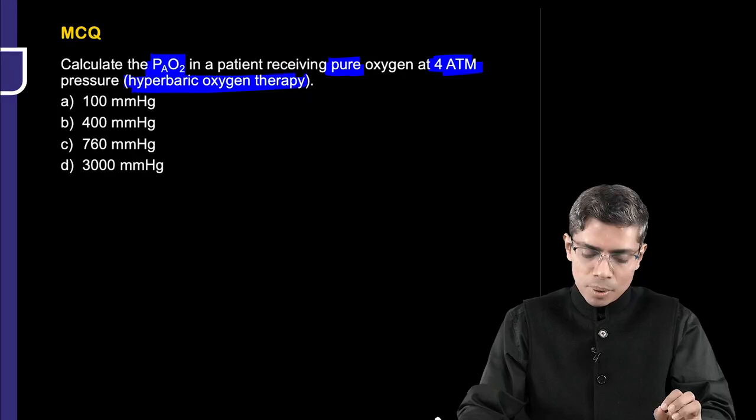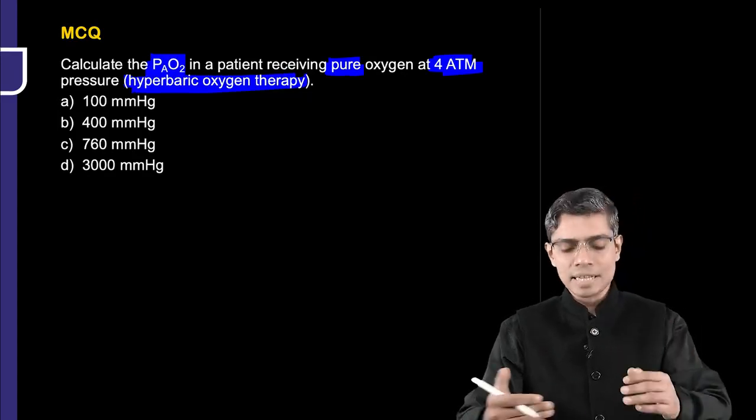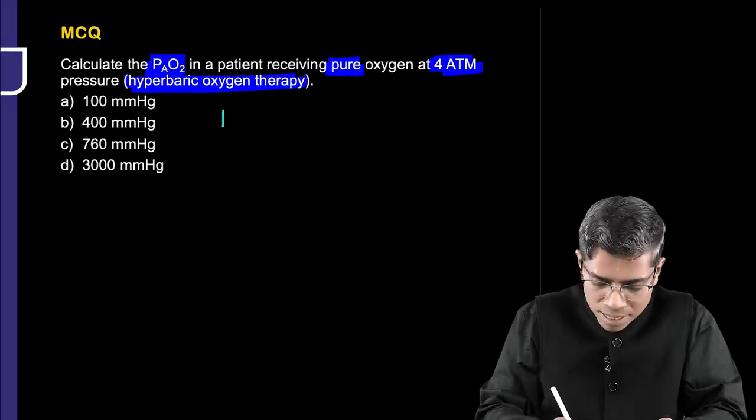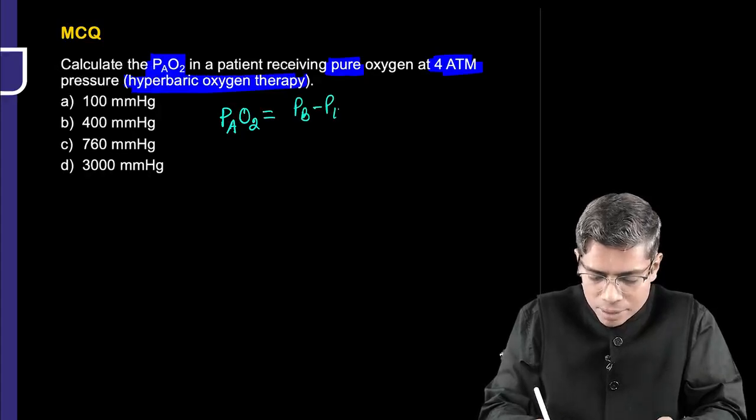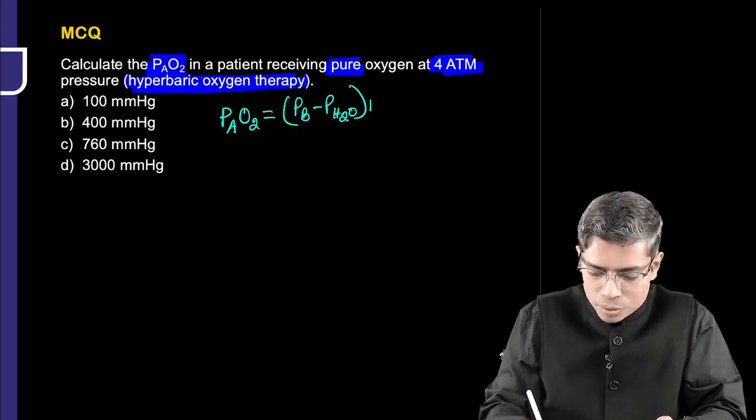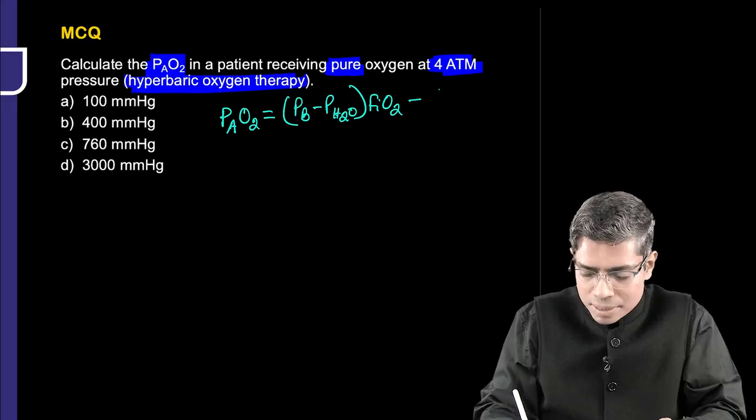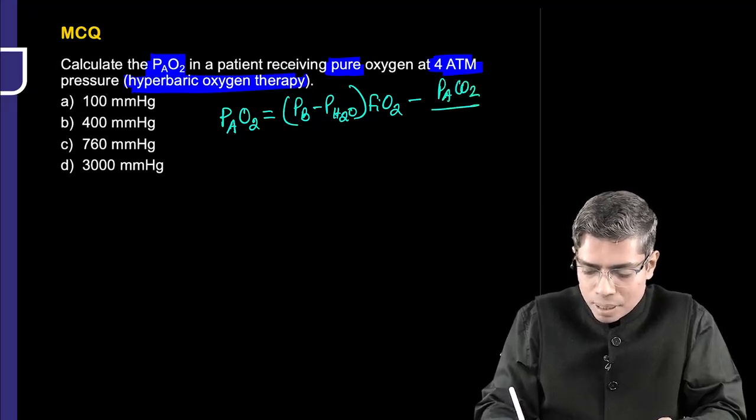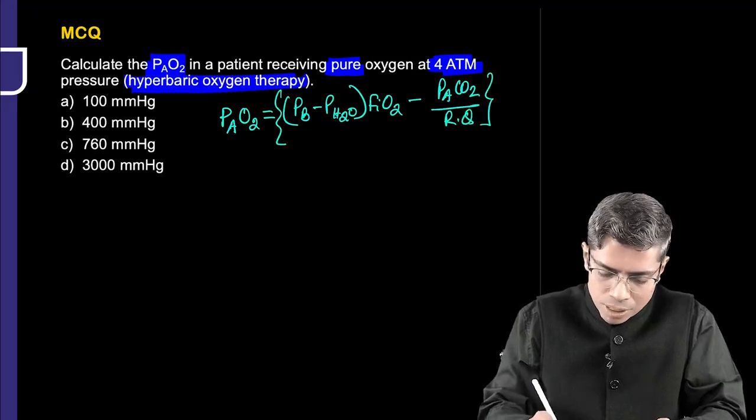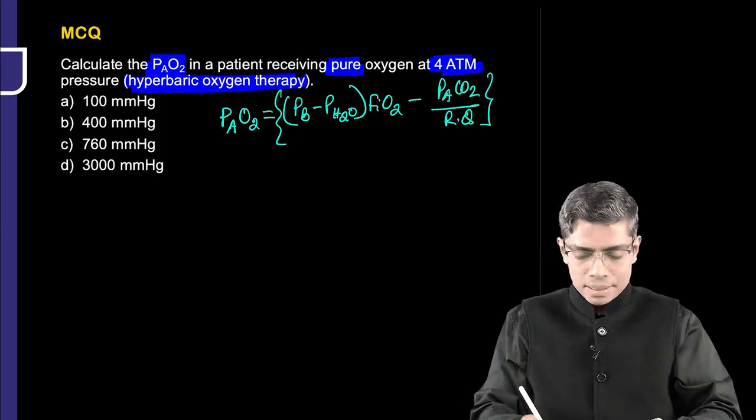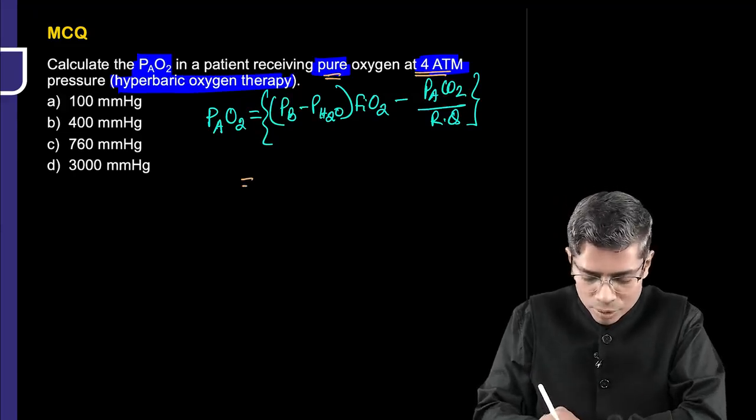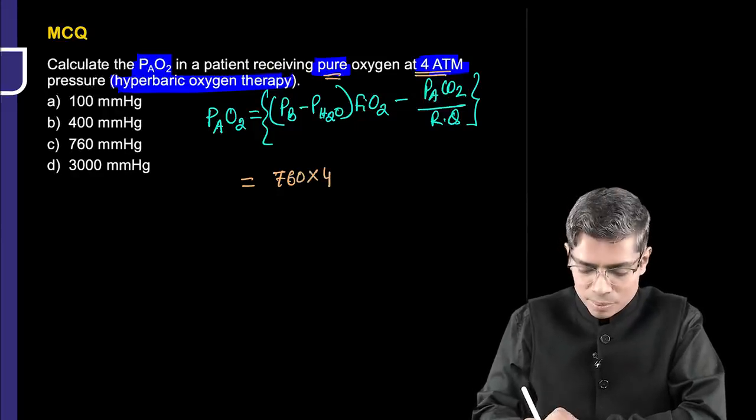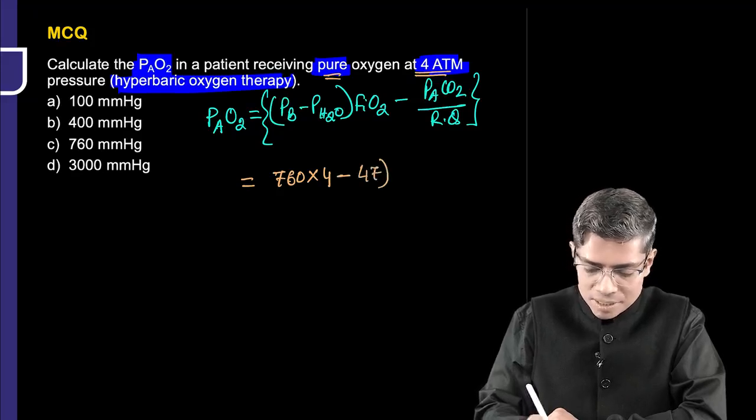So if you have to calculate the partial pressure of oxygen at the level of alveoli during this hyperbaric oxygen therapy, I am simply going to use this formula, that PAO2 is equal to, I am writing, why am I writing, because I want you to revise it. Okay, so FiO2 times (barometric pressure minus PH2O) minus PACO2 upon RQ, right? So now I am putting here. So what is changing? Pure oxygen, and the oxygen pressure that is given here is 4 atmosphere. So normal barometric pressure is 760, 4 atmospheric pressure is given, so multiplied by 4 minus PH2O, it will remain same, it is not going to change.